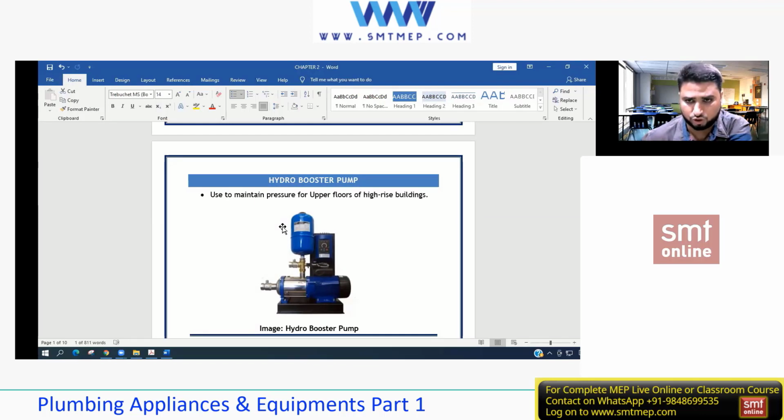All the fixtures on the top 3 floors get their water from this booster pump. Again, this is directly connected to the fixtures. Always remember, either it's a main booster or a hydro booster, a booster is always connected to the fixtures directly. But the major difference is: the main booster is at the ground level and directly connected to the fixtures, while the hydro booster is at the rooftop and connected to the top 3 floors. The main booster serves the complete project.